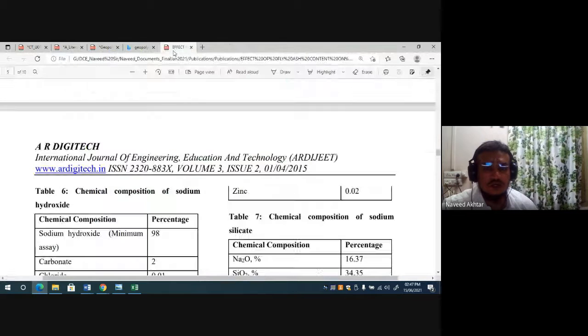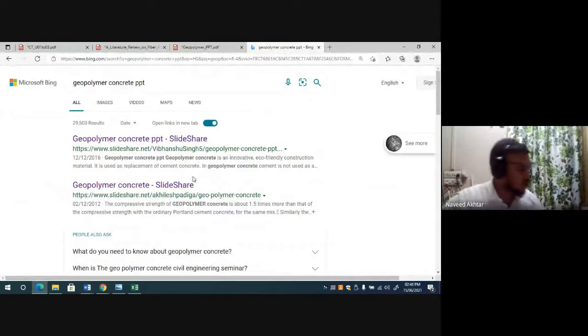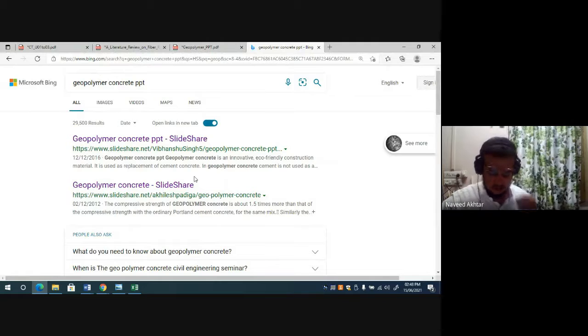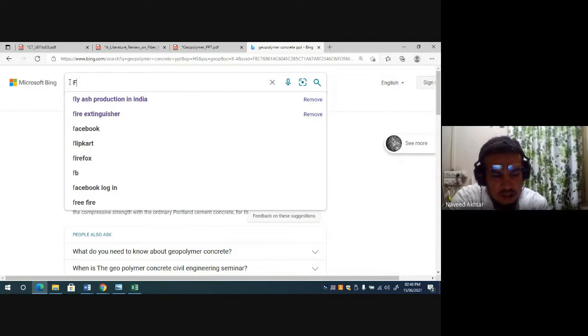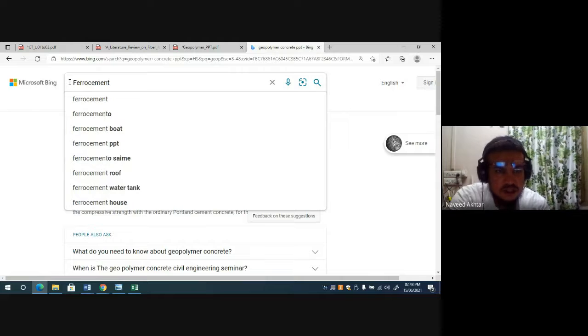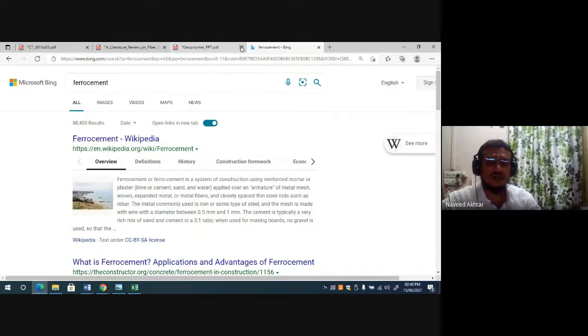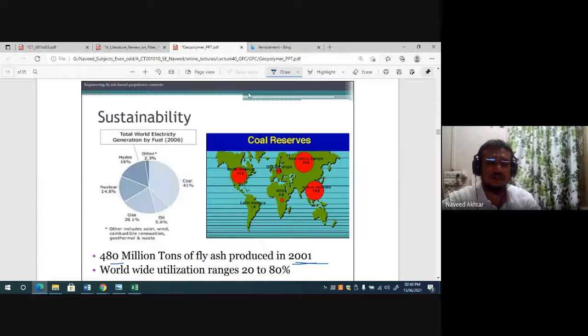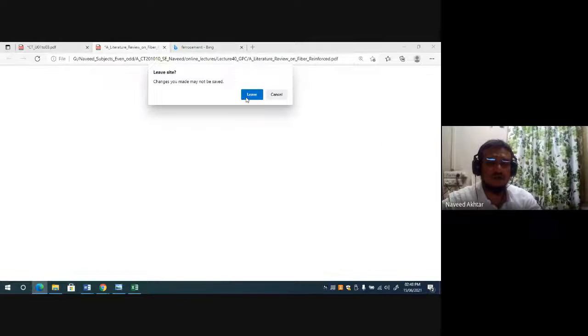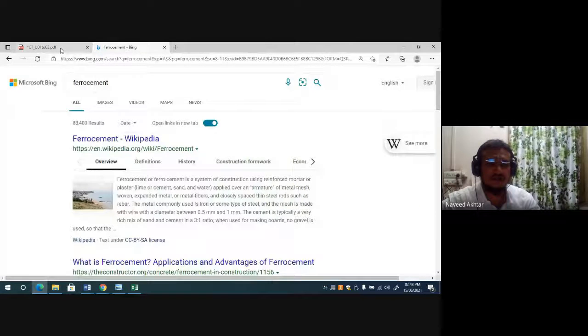So this is all about geopolymer concrete, and then we will go to another type of concrete, that is ferrocement concrete. Today we will finish ferrocement. It is very interesting to see that ferrocement is nothing but ferro, meaning iron. Ferrous means iron. Okay.